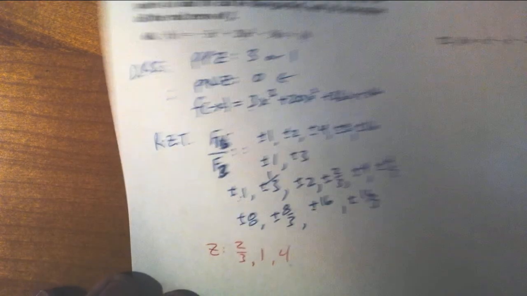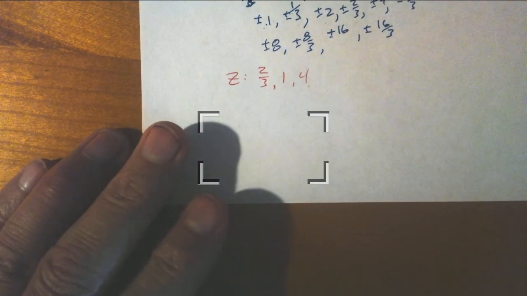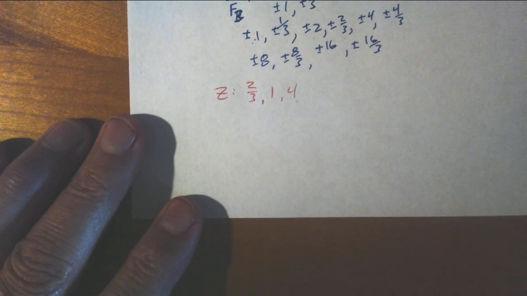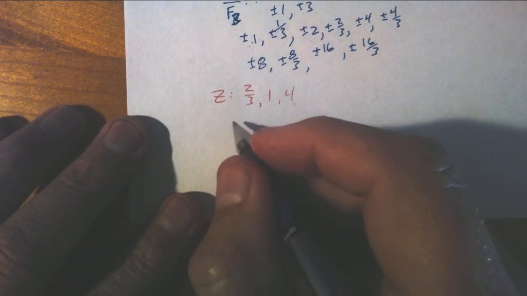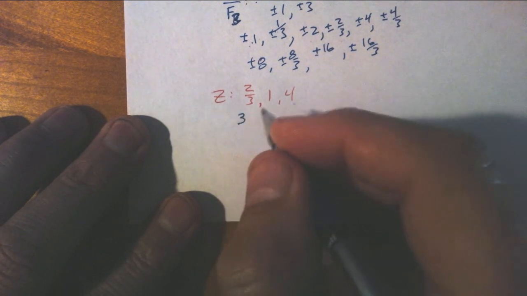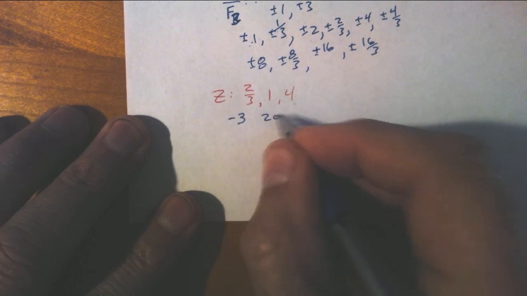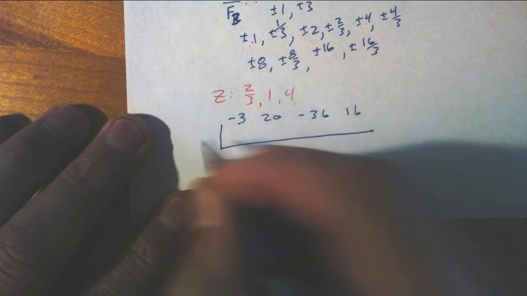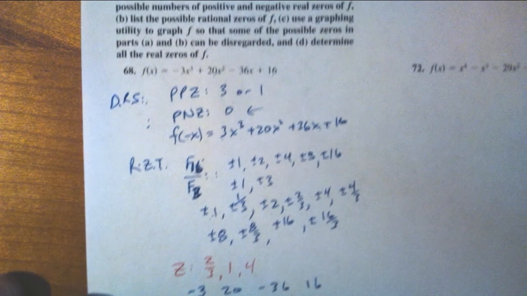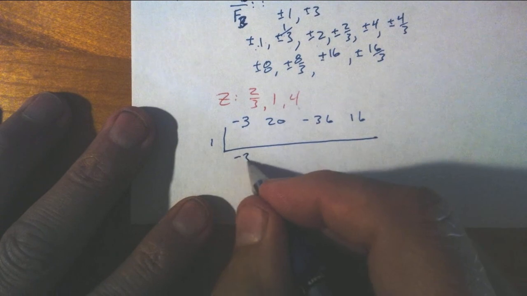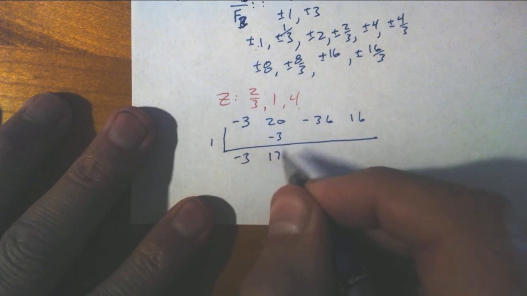I'm going to go through some synthetic process with these guys. I'm going to save 2/3 for last. And we're going to start dividing these out. So let's lock this guy in. So I'm going to take 3, I might need some more paper, write small. I'm going to go -3, 20, -36, 16, and I'm going to divide that by 1 because that's going to be the easiest one to handle first. All right, let's see where we go here. So that's -3 and 1, -3. 17 and 1, 17.